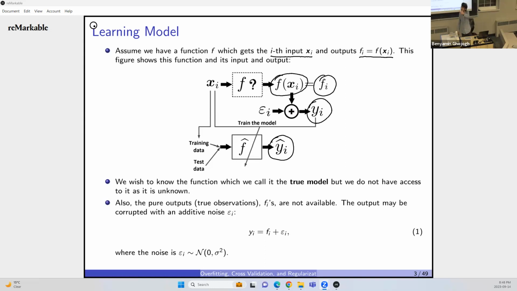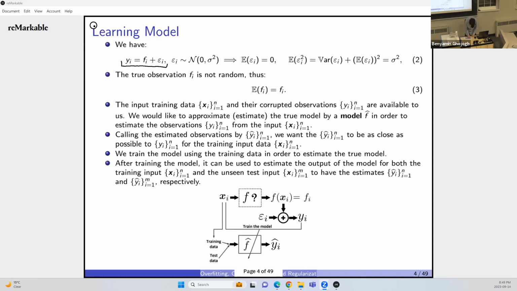What if my training data is noisy? We never know what the true fi was. That's in the other world, according to Plato, for example. So yi is fi plus some noise epsilon i, and epsilon i is Gaussian noise with mean 0 and some variance sigma squared. Why is its mean 0? Because the noisy thing should be around fi itself. You shouldn't change the mean. The mean of the noise should be 0, so the mean of fi plus epsilon i becomes the mean of fi.